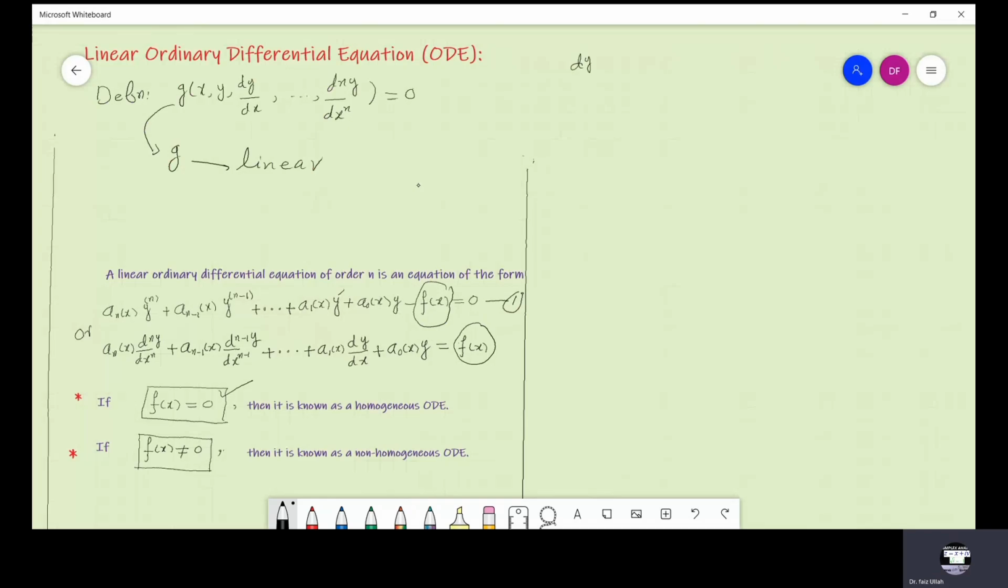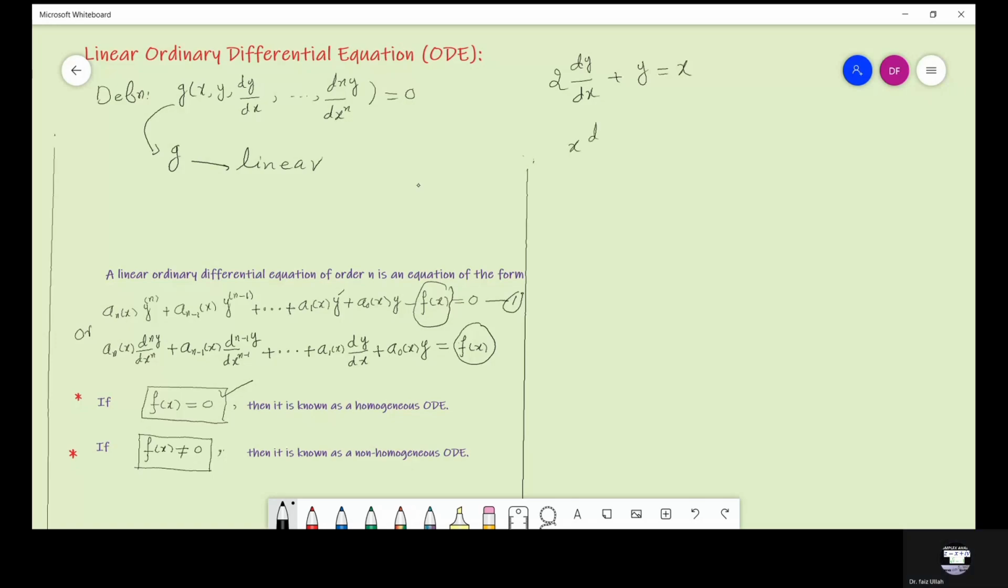dy over dx plus y is equal to x. This is a linear ordinary differential equation. Here f of x is x. Now the coefficient of dy over dx may be a function of x or some constant, let us say 2. Then again this is a linear ordinary differential equation. Let us write another example.